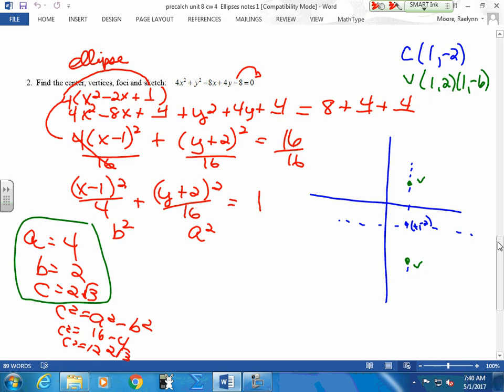My B is 1 up 4 and my B is 2. Now, if I go down here, this is at a 1. 2 is going to put me over here, and 2 is going to put me over here. So what's a covertice? 3, negative 2, and negative 1, negative 2. So my ellipse is going to go like this.